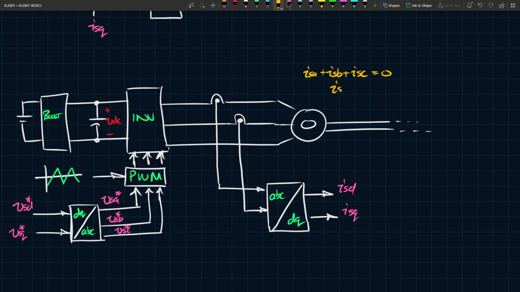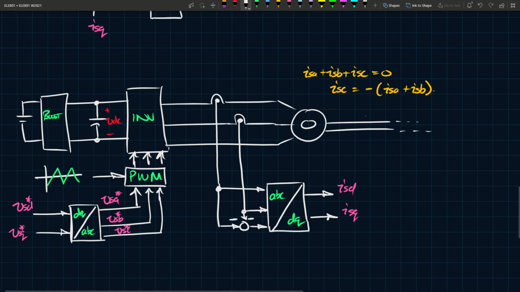That means ISC is equal to minus (ISA plus ISB), right? So you can measure only two of the currents and determine the third one from the other two, which is convenient. So let's take some summation block here. Subtract that, and then take this and subtract that as well. Both of these get subtracted and then sent to determine ISD and ISQ.